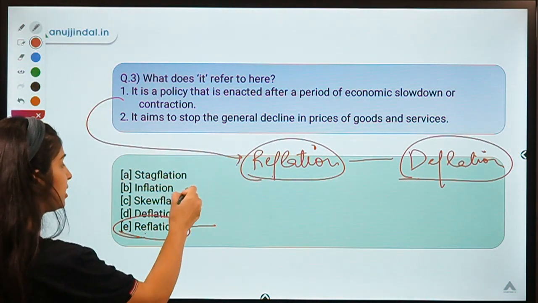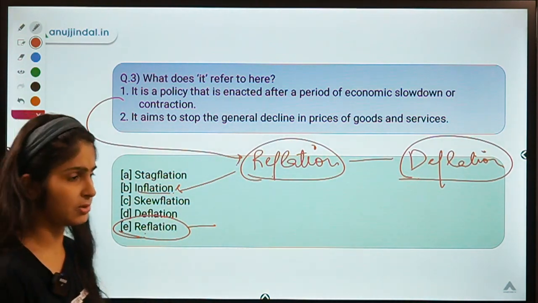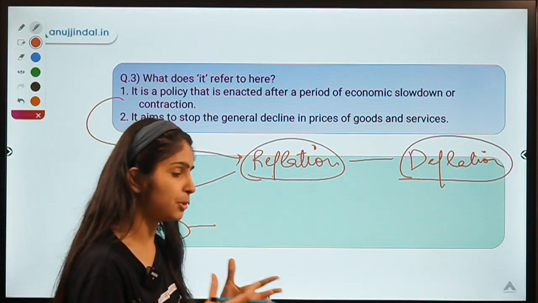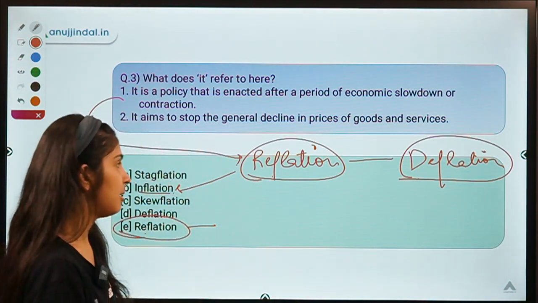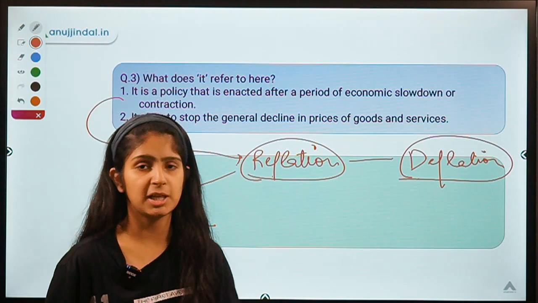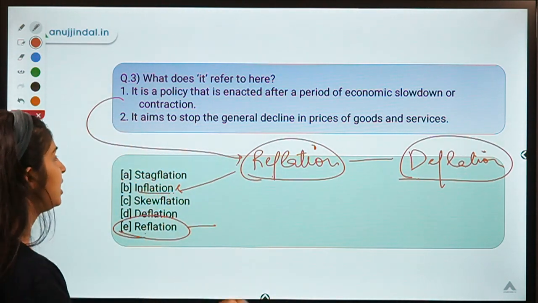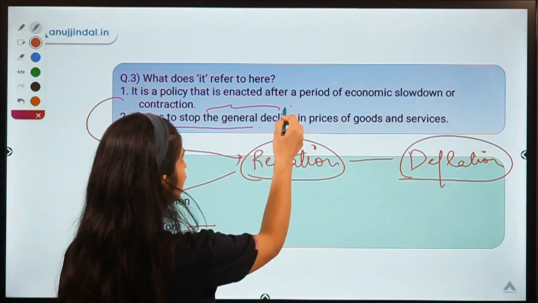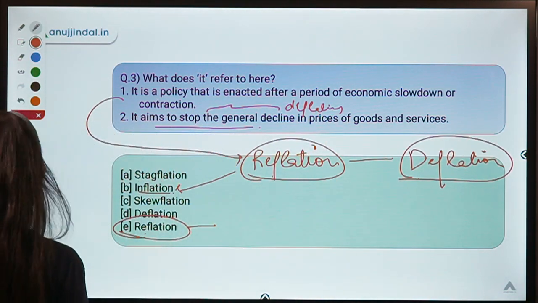So do not confuse it with inflation, because inflation means a general rise in the price of goods and services, right? Inflation is not being done purposely, but it happens due to the normal factors of the market. But reflation is deliberately done by the regulators and the governments so that they can kickstart the economy. It aims to stop the general decline, which is deflation. It aims to stop deflating prices, right?